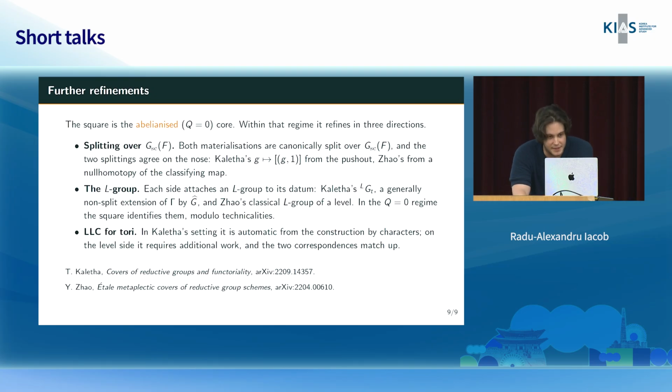And then both papers talk about L groups and LLC for tori, like we talked about in the introduction. So these two Langlands relevant concepts can also be matched up for the two papers, but this is a bit more complicated. So I think I'm going to stop here to leave some time for the questions. So yeah, okay.